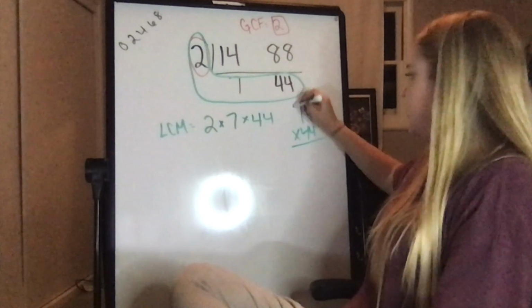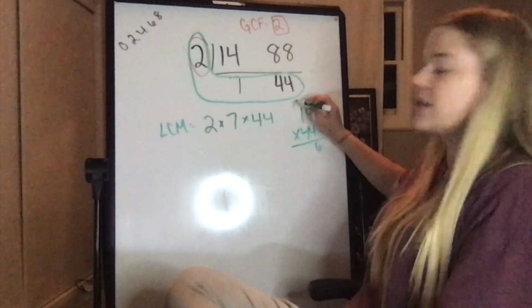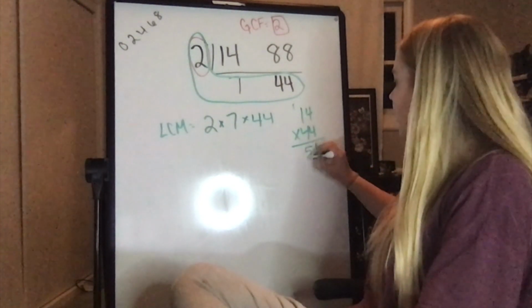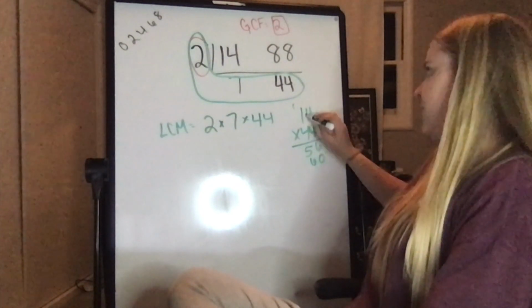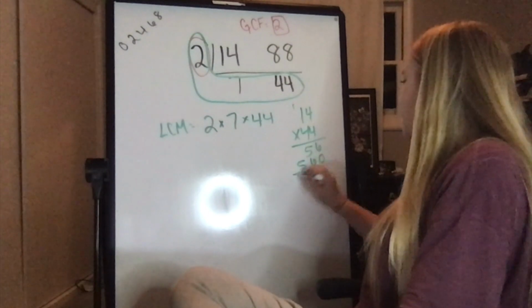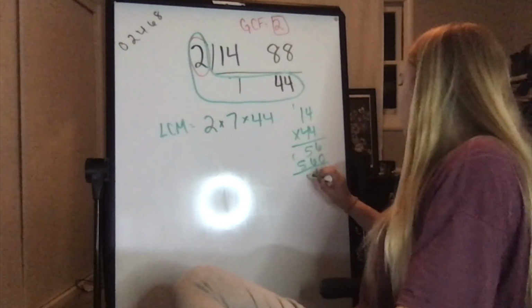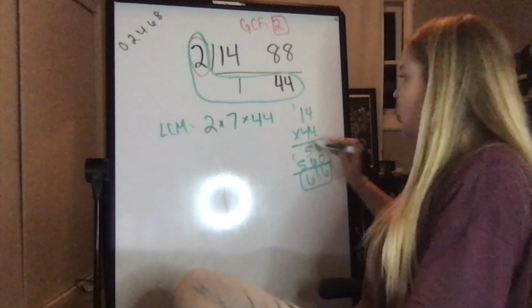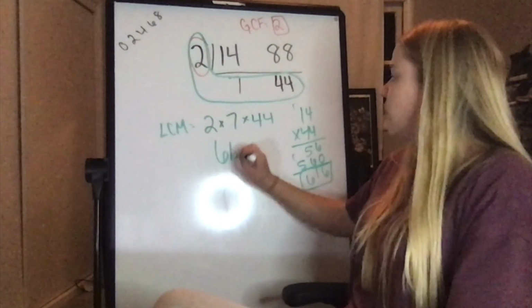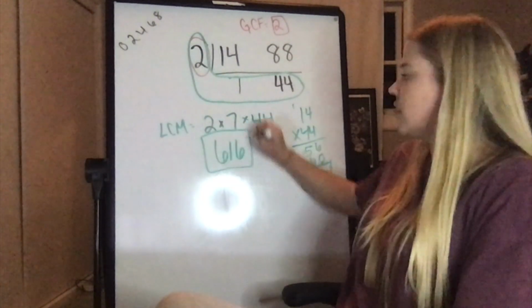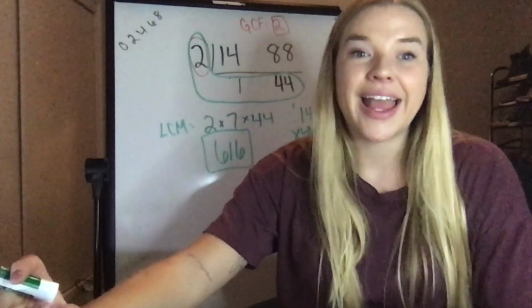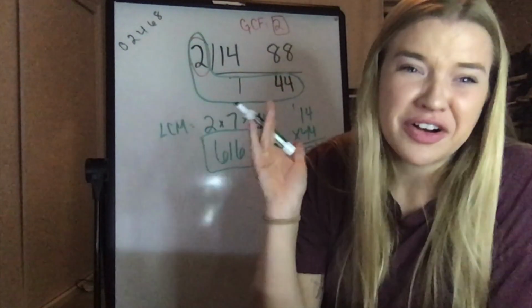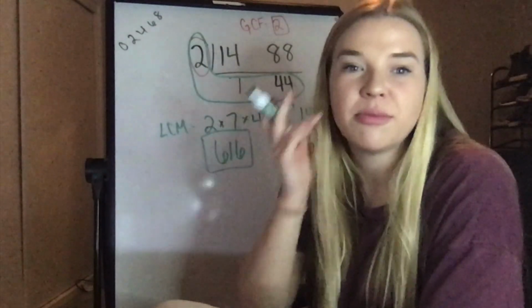4 times 4 is 16. 4 times 1 is 4 plus 1 is 5. Next line, I'm adding my 0. 4 times 4, 16. 4 times 1 is 4 plus 1 is 5. So my answer for my least common multiple should be 616. And there you go. That was a much bigger number. That's why I considered that my challenge problem.